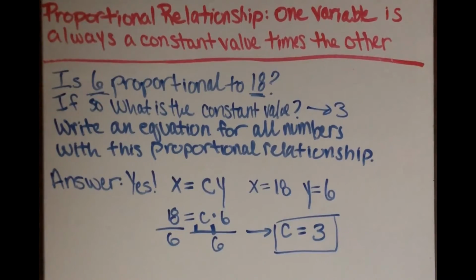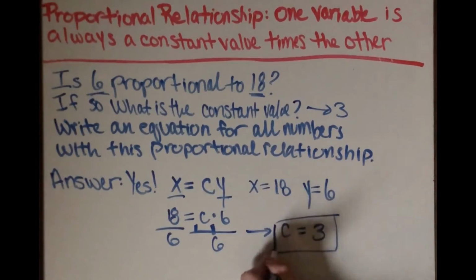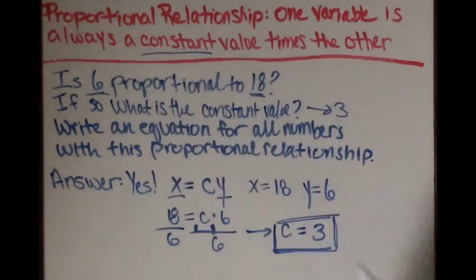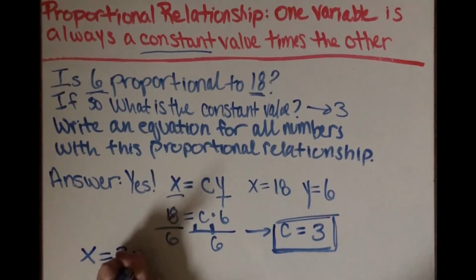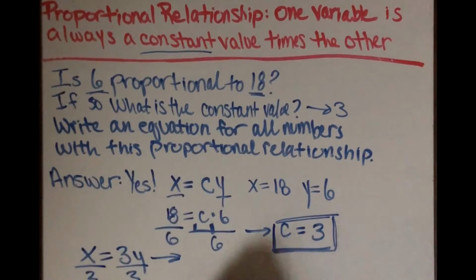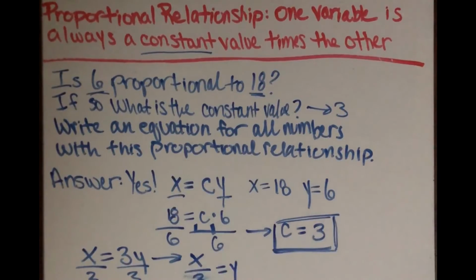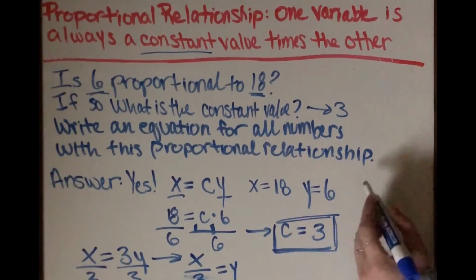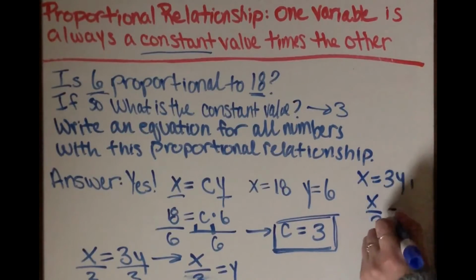Now, can we write an equation for all numbers with this proportional relationship? And the answer is yes. Regardless of what x and y is, the proportional relationship is always going to be 3, right? Because c is the constant value. So our equation will be x equals 3y. You can also rewrite this, divide by 3 both sides. X divided by 3 equals y. These are the same equations, just written differently. So our equation here, x equals 3y, or x over 3 equals y.